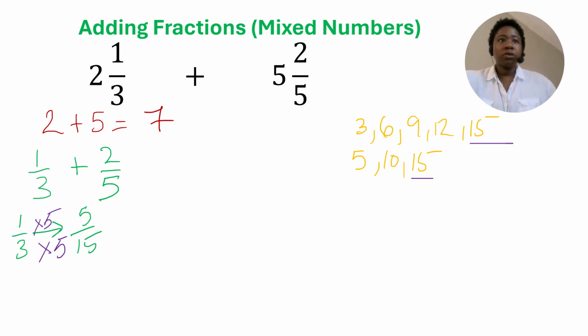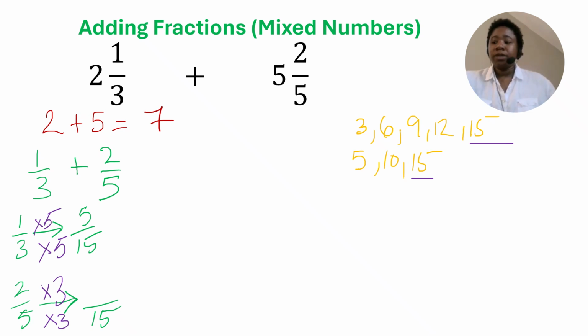And the second fraction, 2 over 5, must be rewritten with a denominator of 15. Again, we ask ourselves, what number do we multiply 5 by so as to get 15? The answer is 3. Whatever we do to the denominator, we must do to the numerator. So 2 must also be multiplied by 3. So 2 over 5 rewritten with a denominator of 15 becomes 6 over 15.